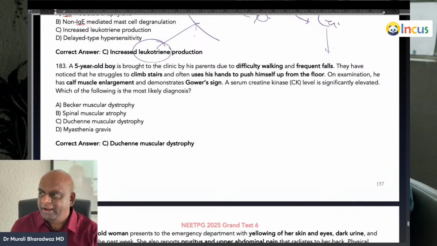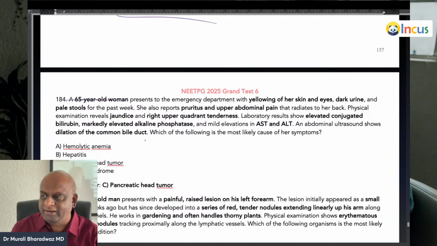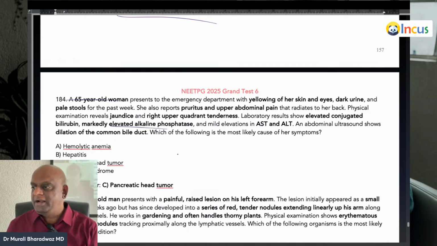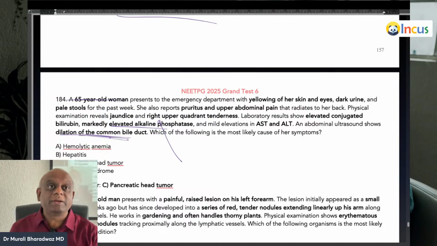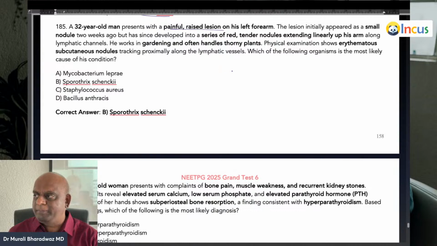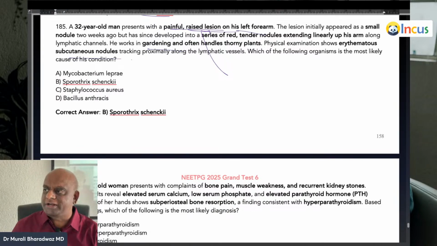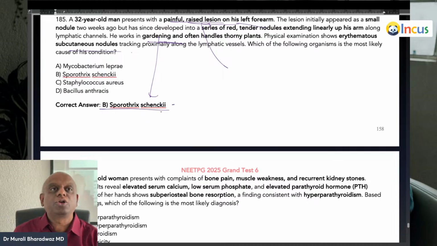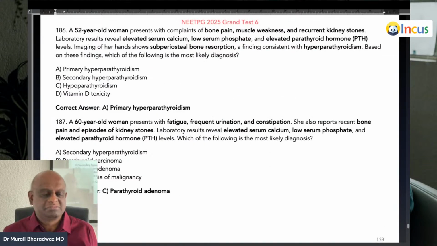A 5-year-old boy, calf muscle enlargement, Gowers sign is Duchenne's muscular dystrophy. A 65-year-old woman, elevated alkaline phosphatase, dilatation of the common bile duct, CBD dilatation is pancreatic head tumor. A 32-year-old with painful raised lesions on his forearm, subcutaneous nodules. Gardening means Sporothrix. If you are really good, 1 hour is enough to finish 200 questions.